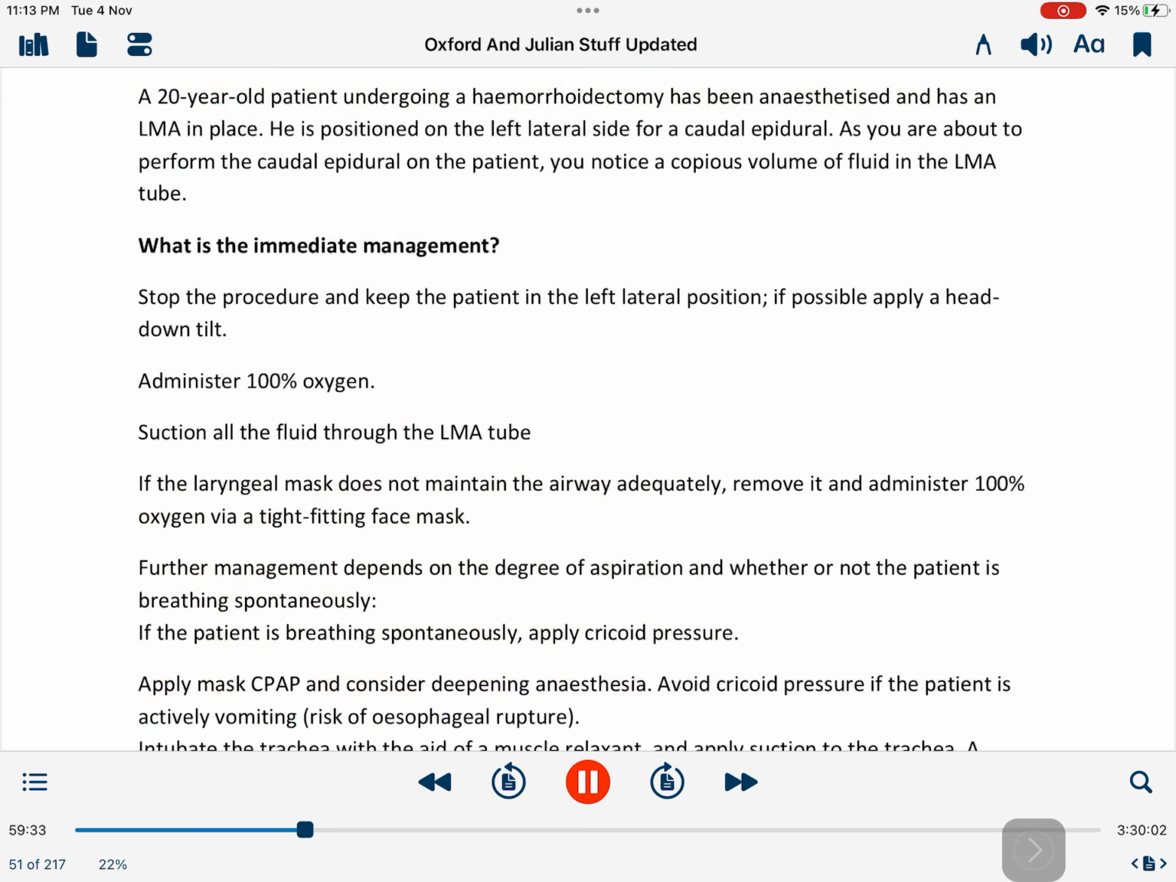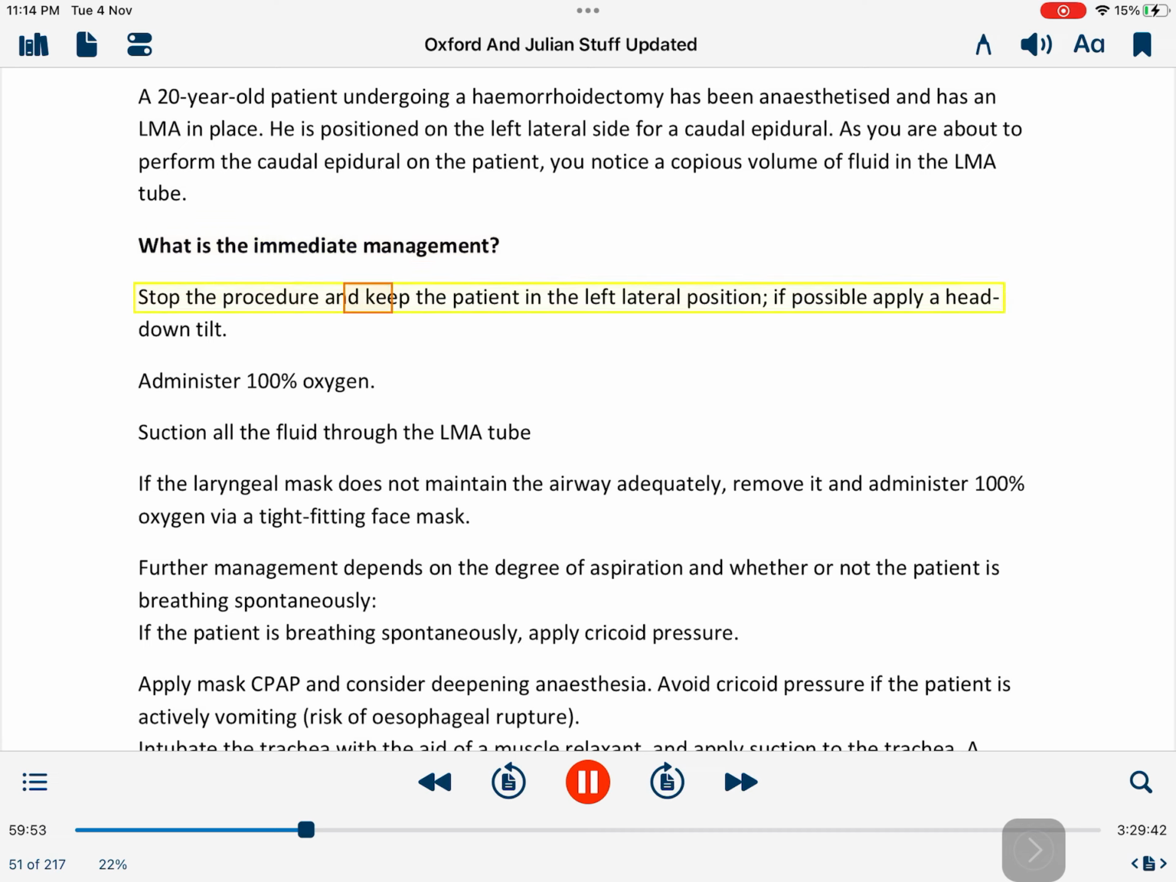Aspiration under general anesthesia. Cyprian Mendonca, a 20-year-old patient undergoing a hemorrhoidectomy, has been anesthetized and has an LMA in place. He is positioned on the left lateral side for a caudal epidural. As you are about to perform the caudal epidural on the patient, you notice a copious volume of fluid in the LMA tube. What is the immediate management?